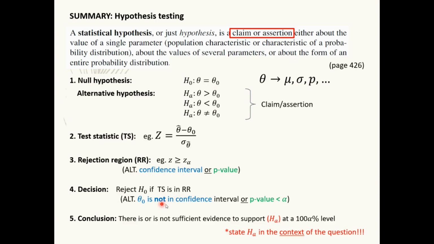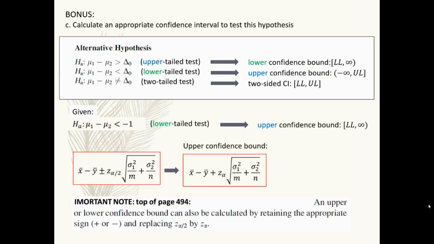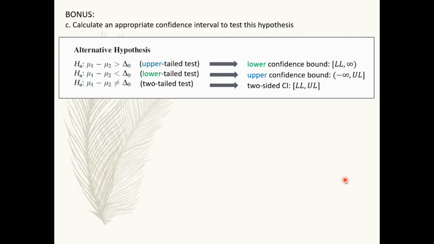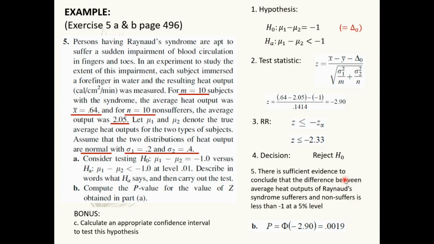You check whether this value is in the confidence interval or not. If it is not in the confidence interval, then you must reject the null hypothesis. So let's see: here our null value is minus 1, and minus 1 is not in this interval. Therefore, we're going to reject H0. This should coincide with the test that we did with the test statistic. I'm going to go back. See, you get the same result.